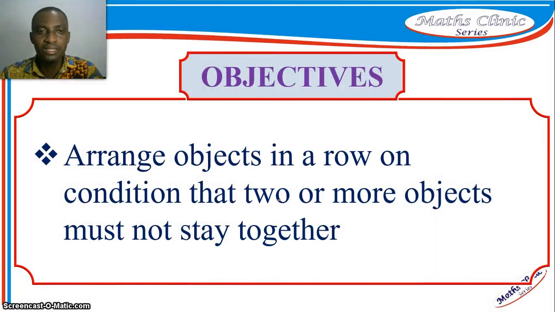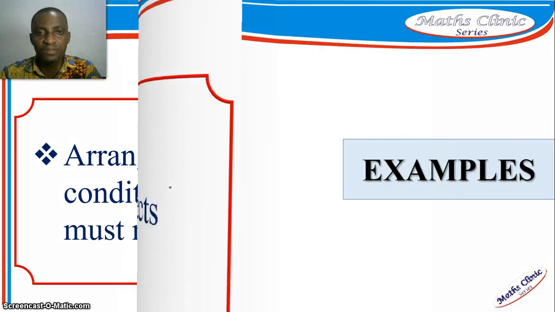By the end of this section, you should be able to arrange objects in a row on condition that two or more objects must not stay together. Once again, we'll use examples to explain this concept.